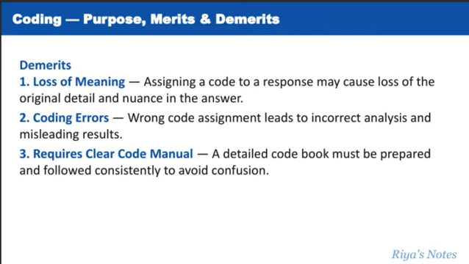Coding, purpose, merits, and demerits. Demerits. 1. Loss of meaning. Assigning a code to a response may cause loss of the original detail and nuance in the answer. 2. Coding errors. Wrong code assignment leads to incorrect analysis and misleading results. 3. Requires clear code manual. A detailed codebook must be prepared and followed consistently to avoid confusion.